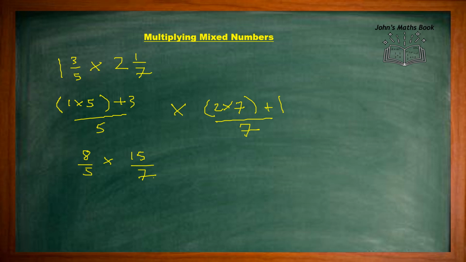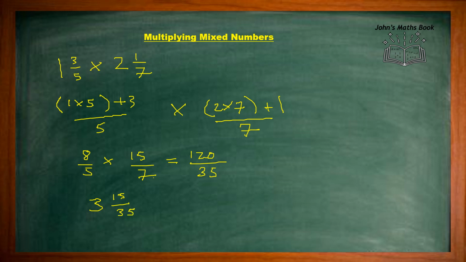So 8 times 15 is 120, divided by 5 times 7, which is 35. So that gives us an improper fraction of 120 over 35. Now let's convert that to a mixed number. So we need to ask, how many times does 35 go into 120? It goes in exactly 3 times with 15 remainder. So the integer part is 3, and the fractional part is 15 remainder over 35.